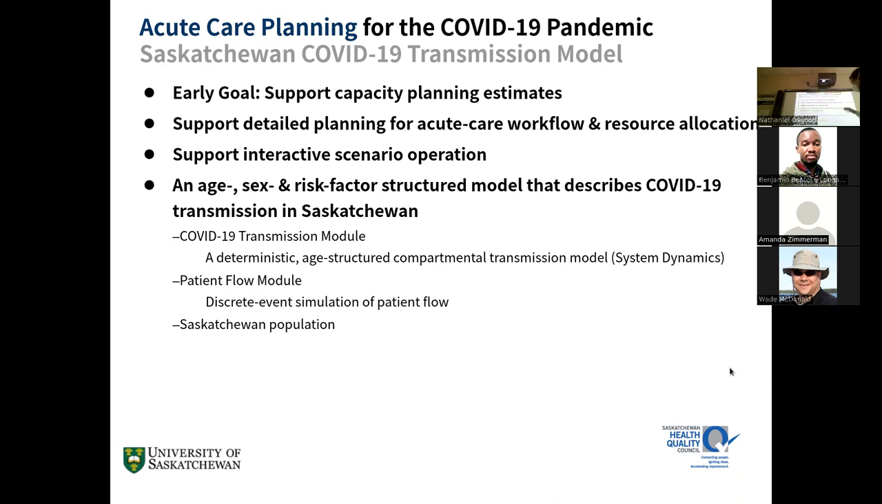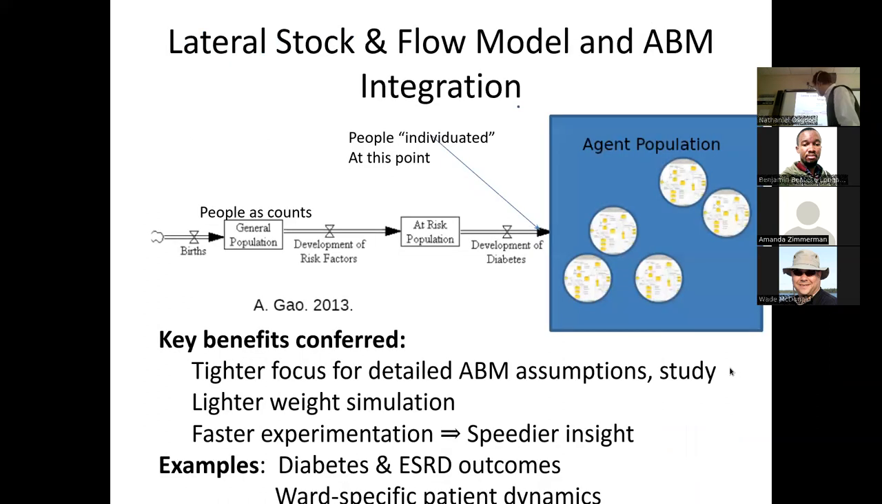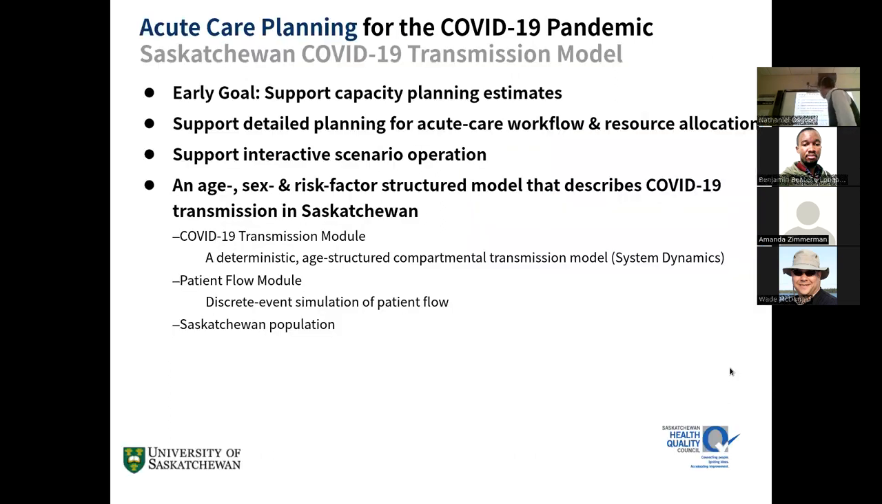There were a number of months where the capacity planning estimates depended on a model like this, where we had an age, sex, and risk factor structured model that was representing transmission in the population in a compartmental way. And then we had a downstream model that was discrete event simulation of patient flow.